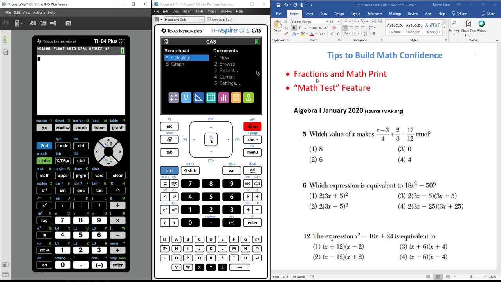Fractions. I taught algebra through calculus, and even my calculus students struggled with fractions. Sorry, I got distracted. I looked at the chat. I saw a great chat here. I'll bounce back and forth.